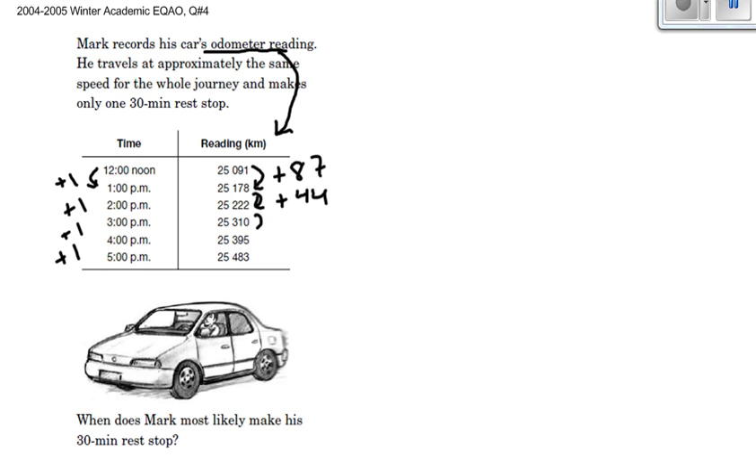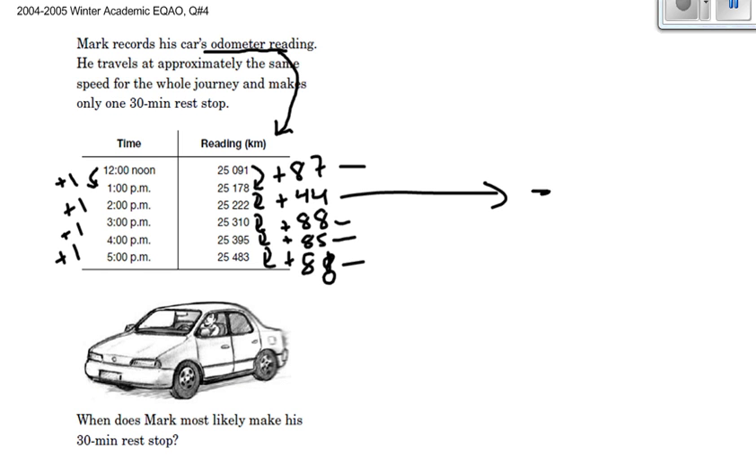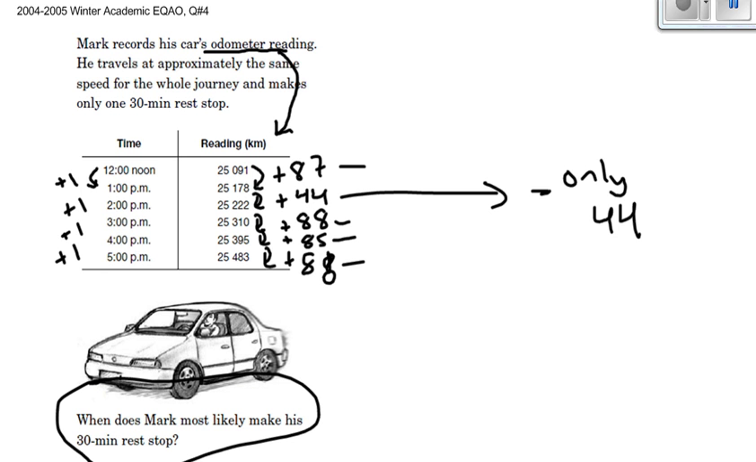And then he went 88 kilometers. And then he went 85 kilometers. And in that last little leg of the journey, Mark went 88 kilometers. Now look at your first differences. What you notice is that typically in an hour he goes 85, 87, 88, but this hour here he didn't. He only went 44. Which means that's probably when he made his 30-minute rest stop, because he went only half the distance, and therefore maybe for half the time he wasn't driving.